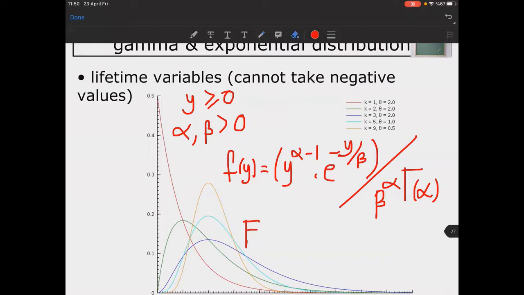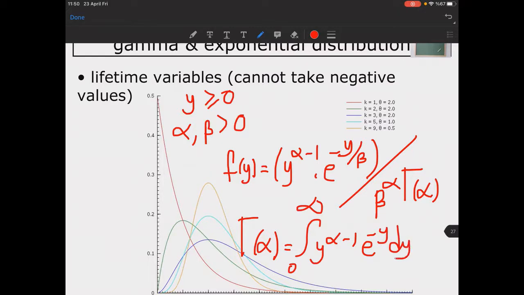The gamma function here is the integral from 0 to infinity of y to the power alpha minus 1 e to the power minus y dy. This is required for calculating those areas under the curve. That's the idea, okay? So we're not going into details of the proofs here, but that is roughly what we have for the functions of the gamma distribution here.